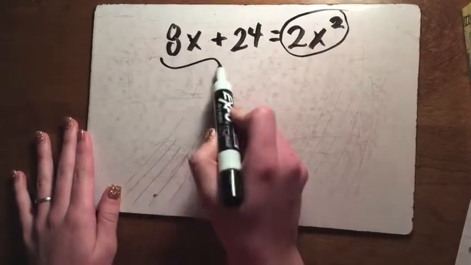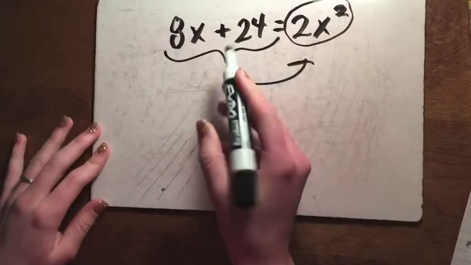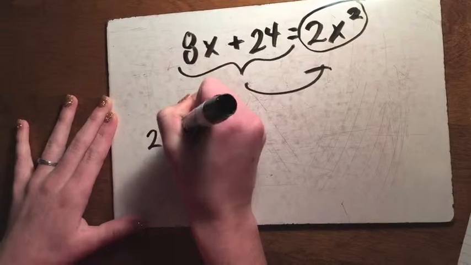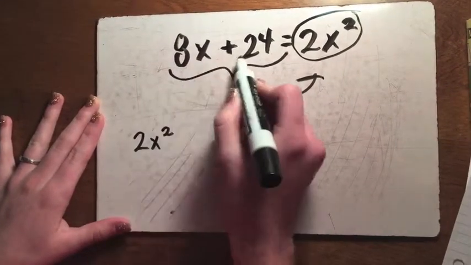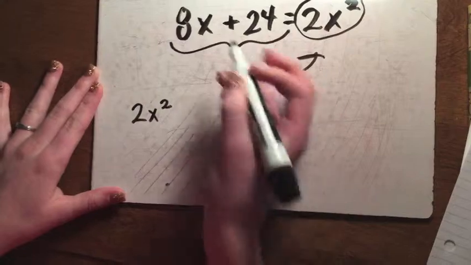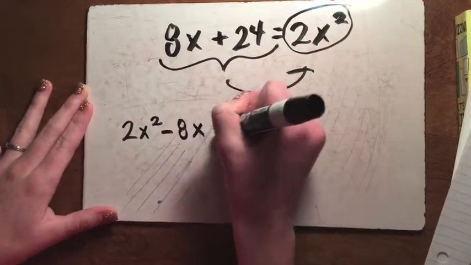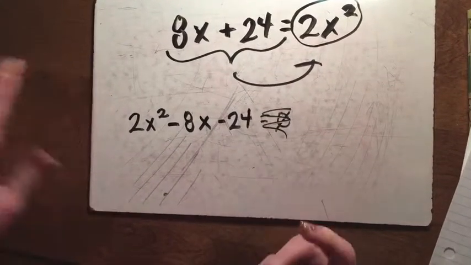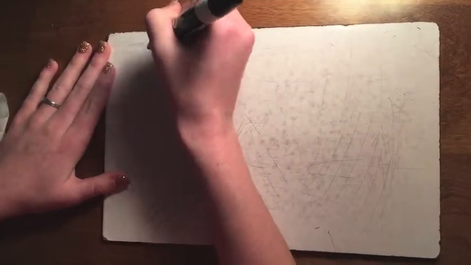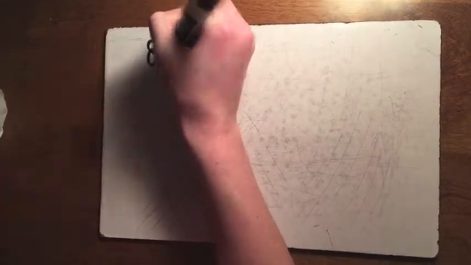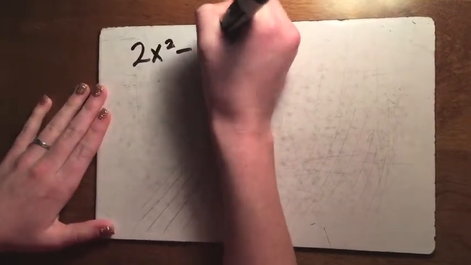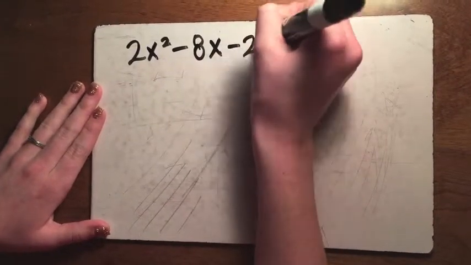So we want to move this to the other side. In order to rewrite that, we'd keep the 2x squared positive, and then we would subtract 8x plus 24. So we just change the signs: minus 8x minus 24 equals 0. We don't really need to write that. So that's our new trinomial; I'll rewrite it up here so I have more room. 2x squared minus 8x minus 24.